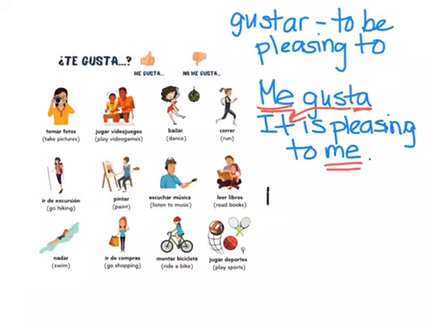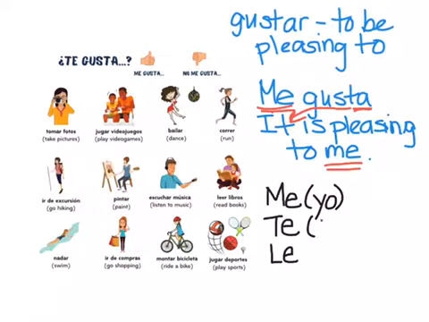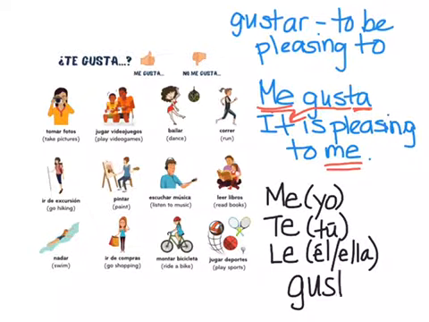So either you're going to say me, te, le. I'm only going to do the first three. Me would take the place of yo. Te is going to take the place of tú, you. And le would be either él or ella. And then you have either a singular version, gusta, or a plural version, which is going to have an N, gustan.